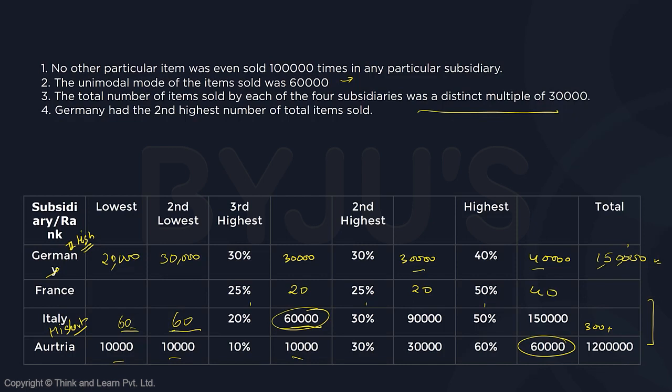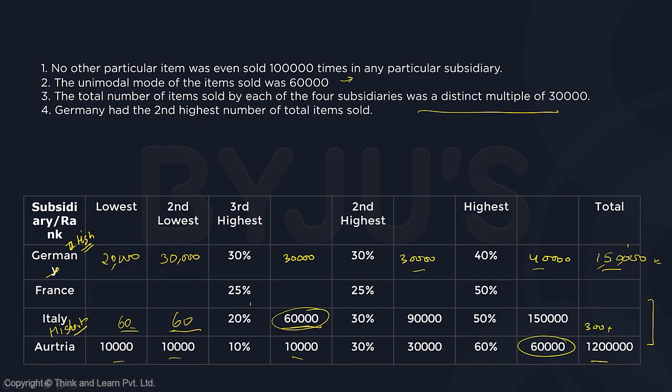Okay, in that case, the total is 80. Now 80 cannot become 90, because the sum of these two should be at least 10, 10, 20,000. So the sum of these 5 will be at least 1 lakh. I cannot make the total 120, I cannot make it 90, I cannot make it 150. So can I say this case is not possible? Correct? It has to be distinct multiples of 30,000.